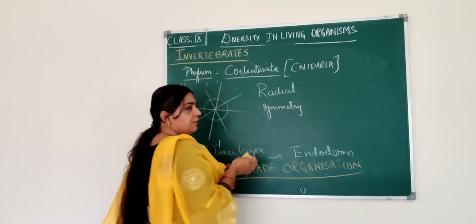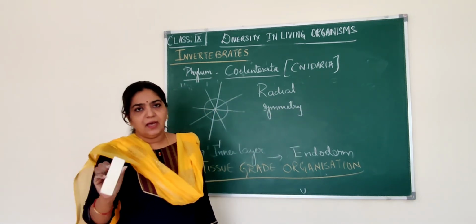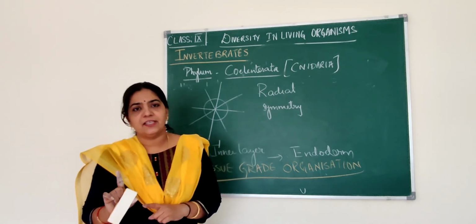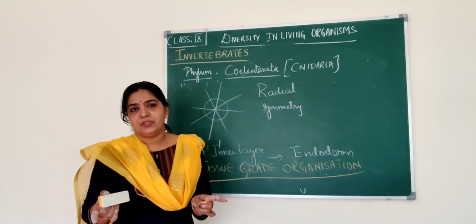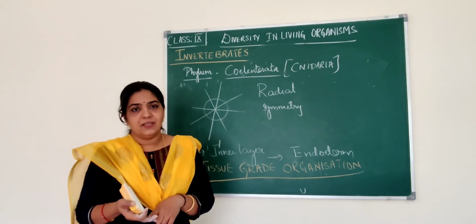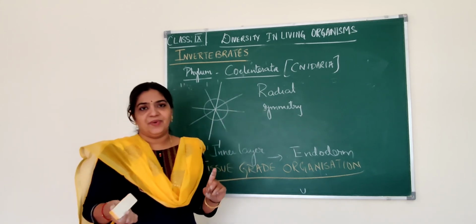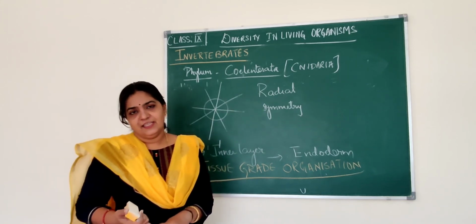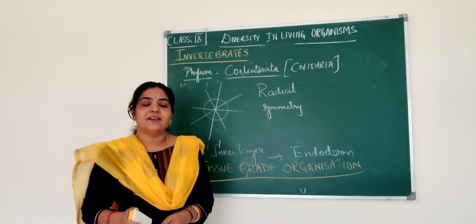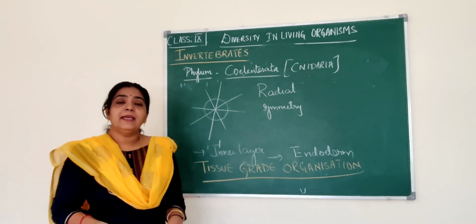So now, what will you tell about the characteristics of Coelenterata? Coelenterata are of tissue grade organization. They show formation of tissue, and they are diploblastic animals. Okay, and they exhibit radial symmetry. So that's about Coelenterata. I hope you understood so much. Next, now let us see the phylum Platyhelminthes.